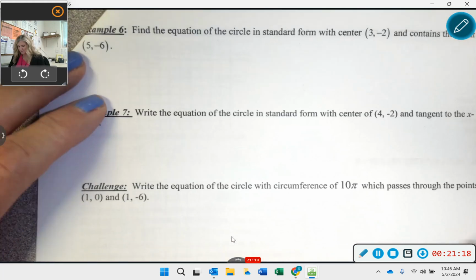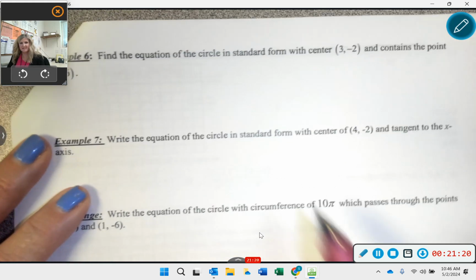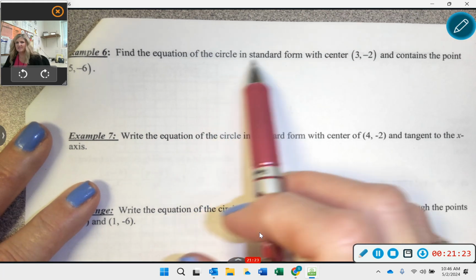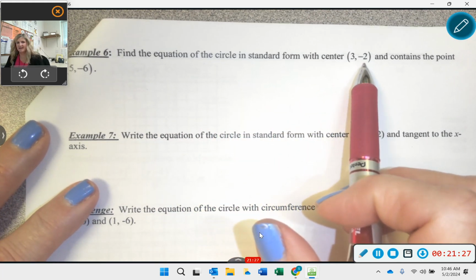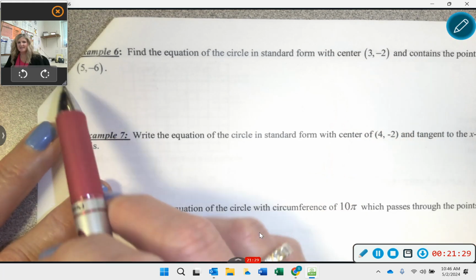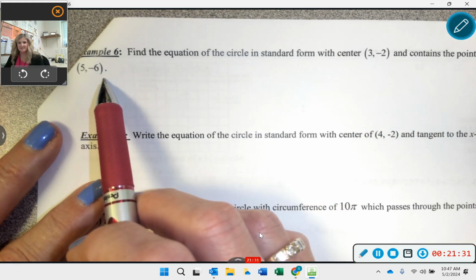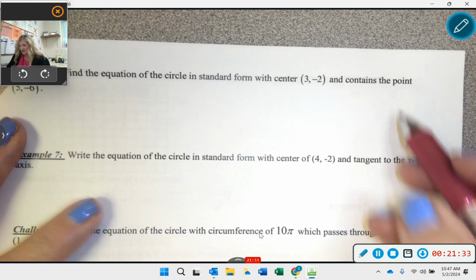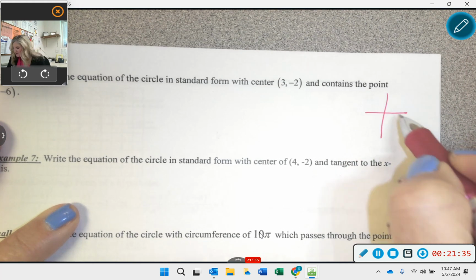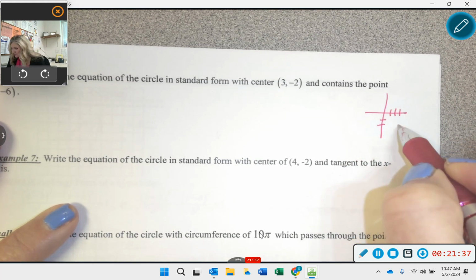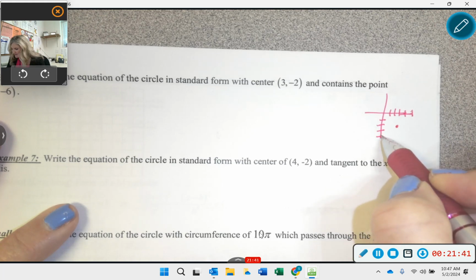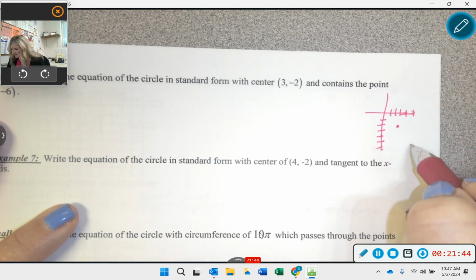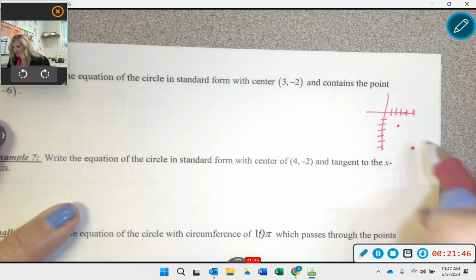Last couple problems. Number 6. Find the equation of a circle in standard form with center of 3, -2, containing the point 5, -6. Now, I like to do a little sketch on this. 3, -2 is right here. 5, -6 is right here.